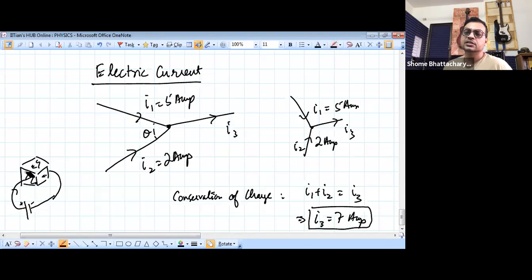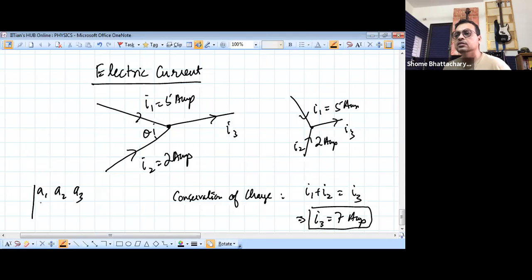So in those kinds of situations, current might be treated as a higher order tensor, and the mathematics of dealing with higher order tensors is more complicated. You might have heard of terms called matrices. You know, matrices are arrays of numbers that we write like this: A1, A2, A3, B1, B2, B3. And there is an algebra of matrices, like how we add two matrices, how we multiply matrices, etc. So that kind of algebra is used for tensors.